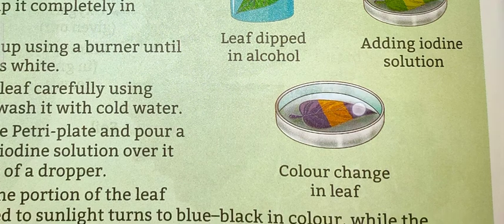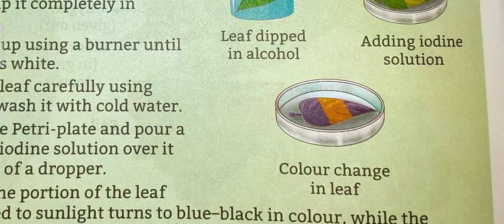What you can see, the portion of the leaf that was exposed to sunlight turns blue black in color, while the portion covered with black paper does not change the color.